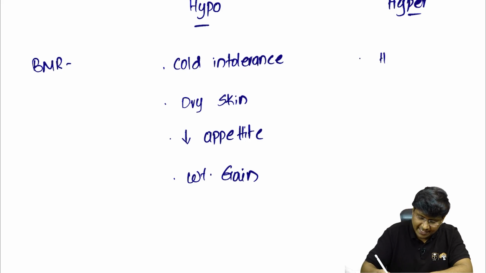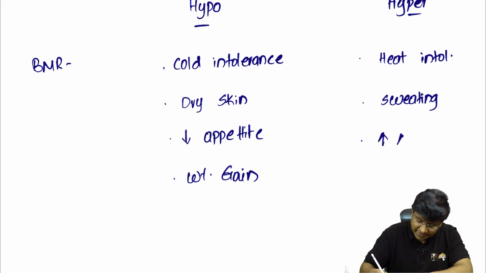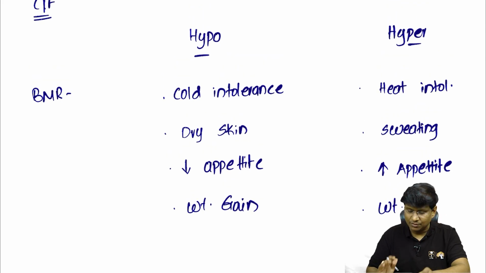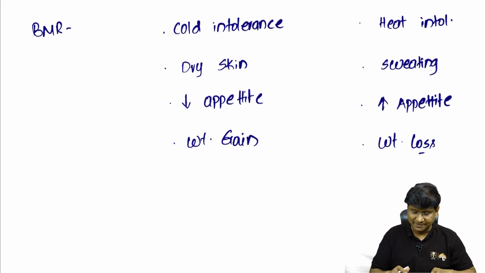These patients will have the heat intolerance because of excessive increase in the BMR, and there will be profuse sweating of the skin, and the appetite will be increased, right? And these patients, they will have the weight loss, okay? So that is about what will be the features in the hyperthyroidism.